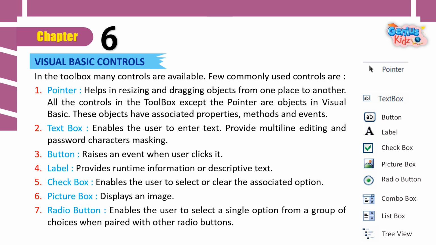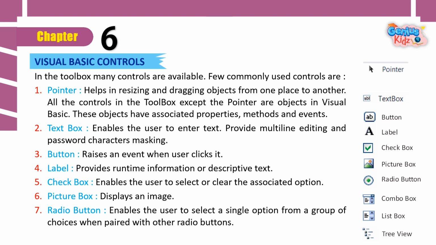2. Text box enables the user to enter text. Provide multiline editing and password characters masking. 3. Button raises an event when user clicks it. 4. Label provides runtime information or descriptive text. 5. Checkbox enables the user to select or clear the associated option. 6. Picture box displays an image.